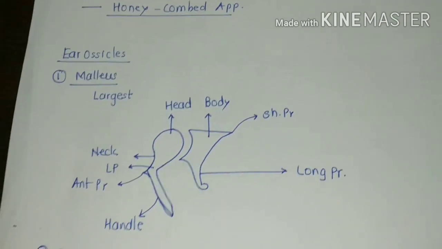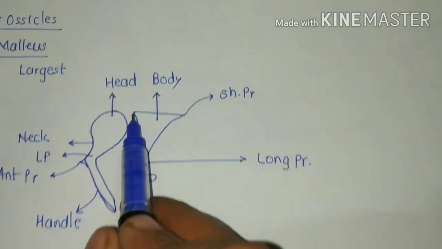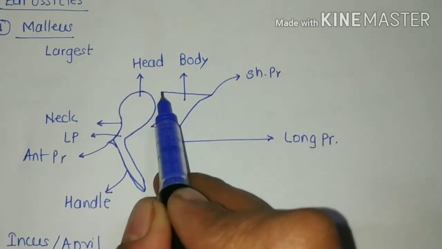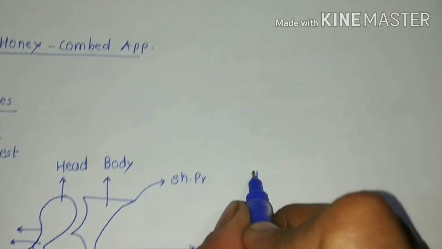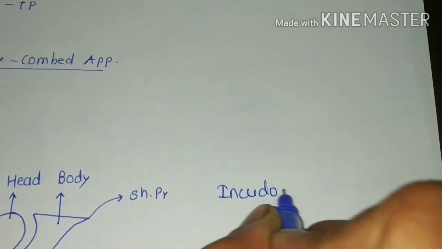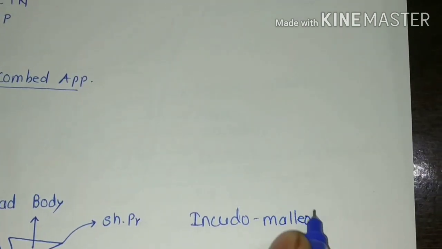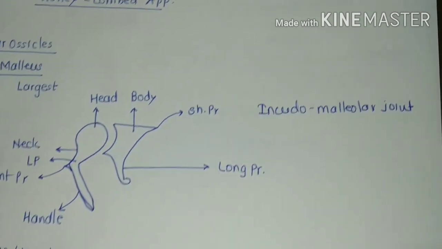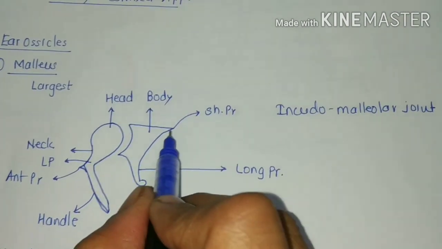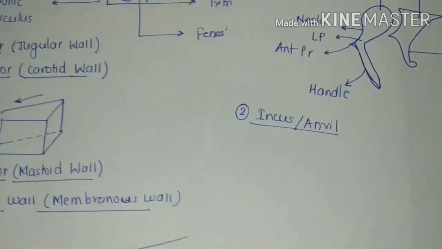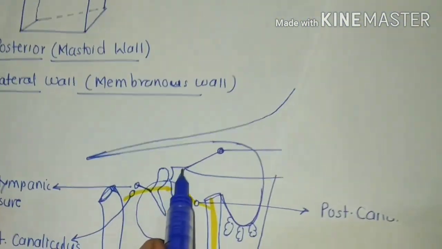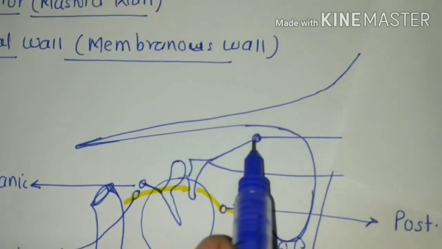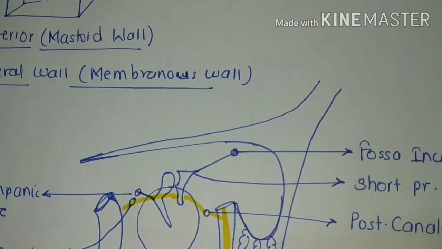Clear? Now first coming to the body, you can see the body articulates with the head of the malleus, and here it forms incudo-malleolar joint, which is a saddle type of synovial joint. Then short process, here we can see the short process, it projects backward and it is connected by a ligament to the fossa incudis. This we have already seen.